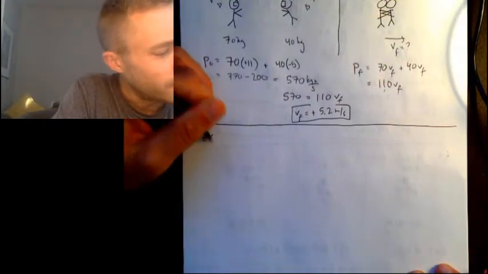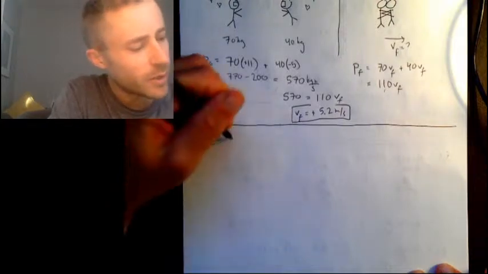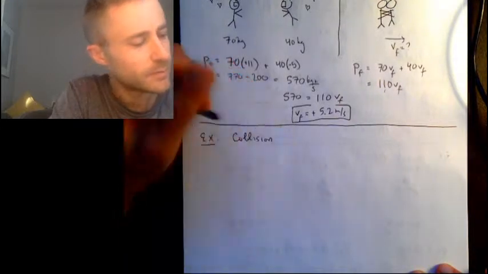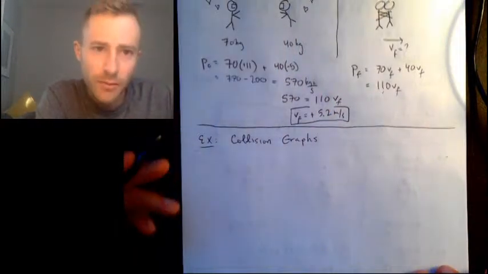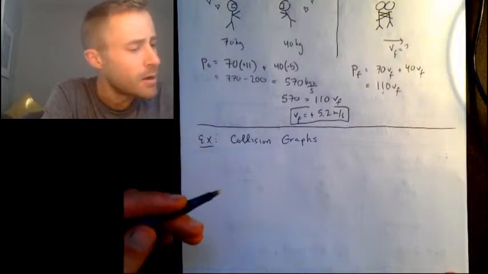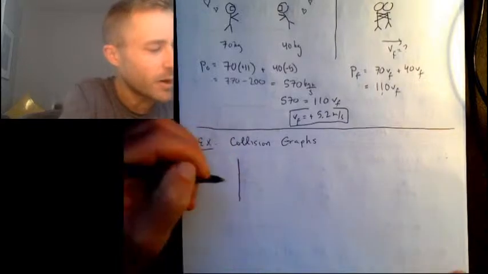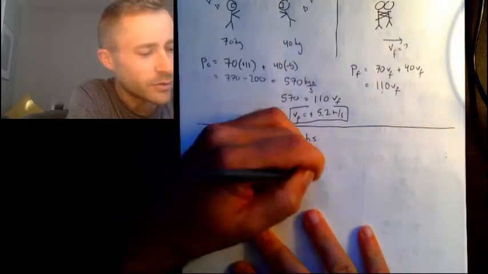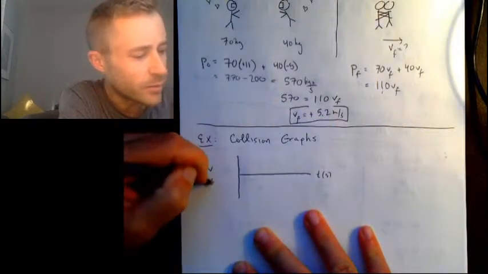Let's do another example. This example is about collision graphs. So what do graphs of collisions look like? What if we have a velocity time graph of a collision? So we have time in seconds, and velocity in meters per second.